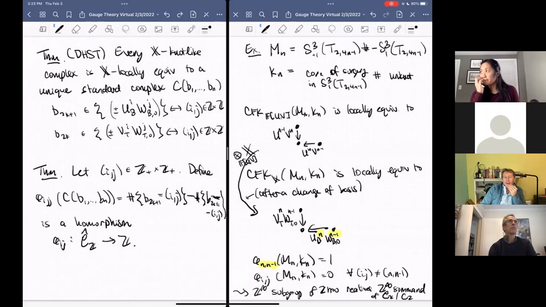Is there anything like this standard complex business in other parts of mathematics? It seems like this idea of local equivalence is a natural sort of thing that might have appeared somewhere else. Any? I don't have a good answer for that. Does anyone have any ideas?